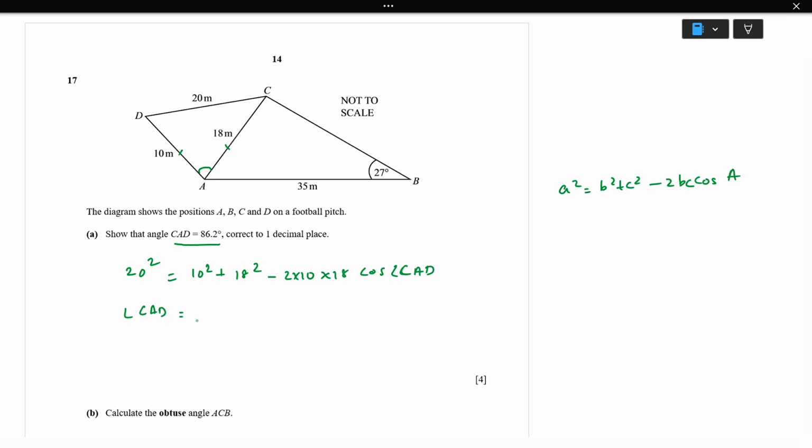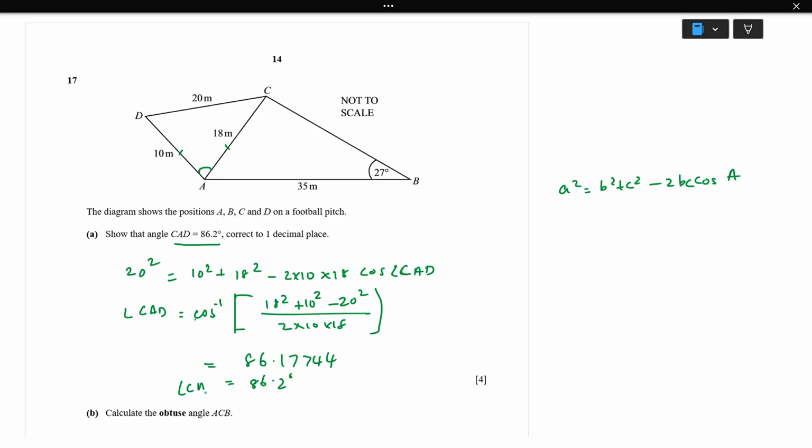Now I want angle CAD equal to cos inverse of 18 squared plus 10 squared minus 20 squared over 2 times 10 times 18. Because of the minus, the entire thing changes sides. The answer is going to be 86.17744, which when we round is 86.2 degrees. So I proved this is angle CAD.